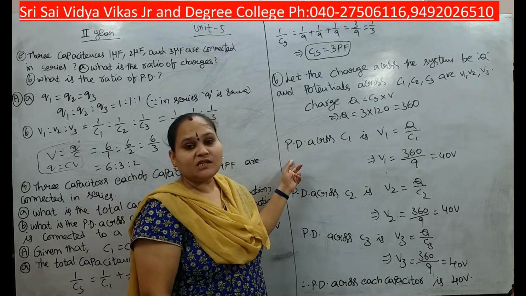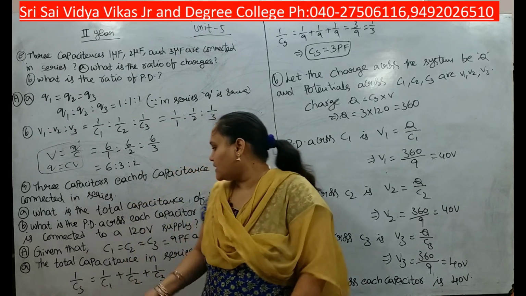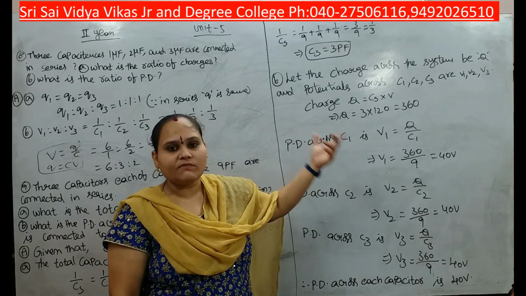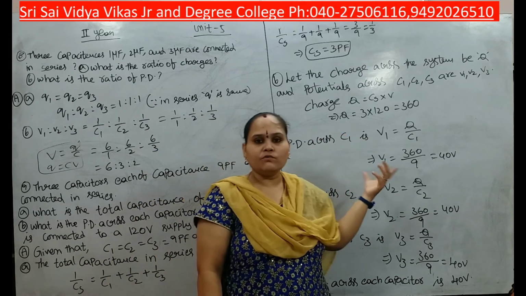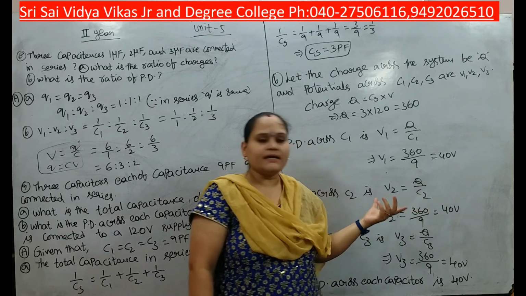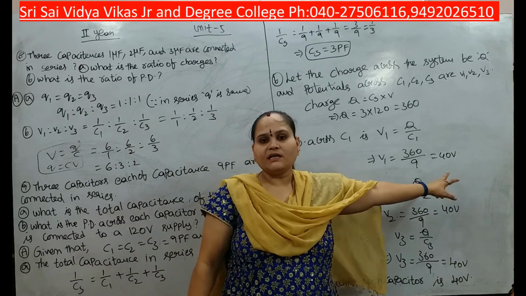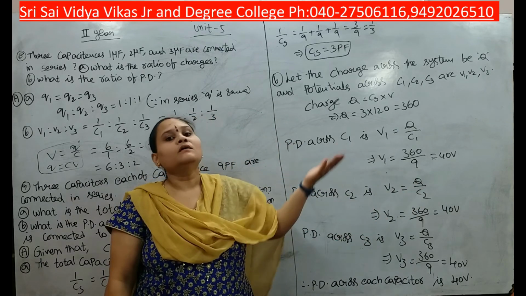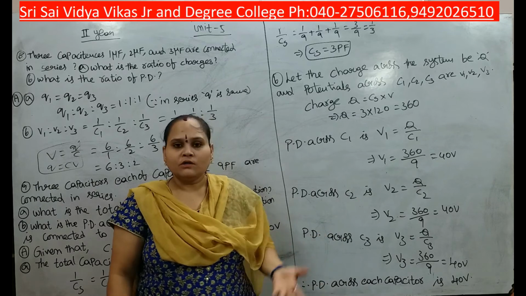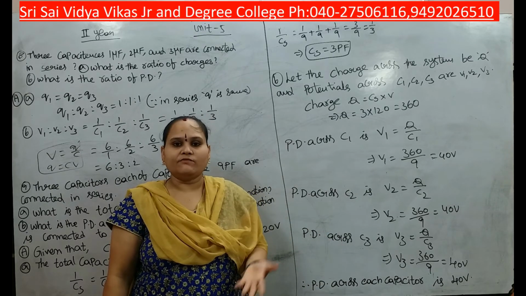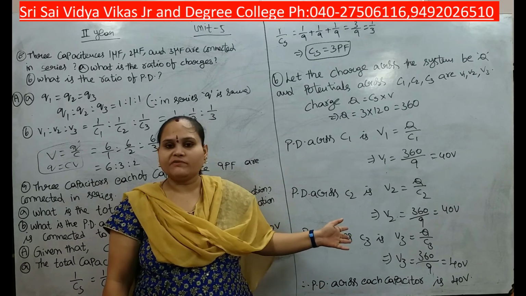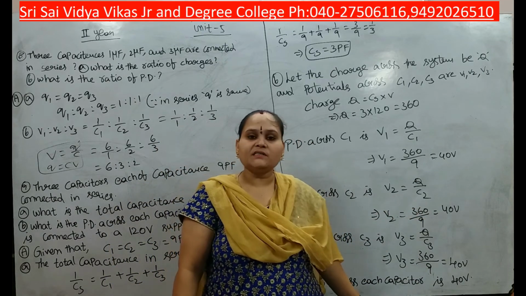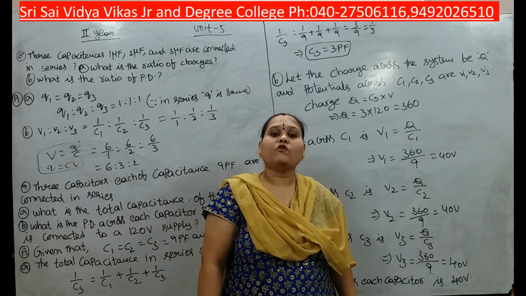Next, the potential difference. Now, calculate the potential difference across every capacitance. The potential difference across C1 is V1 equal to Q by C1. Q is 360, C1 is 9. So, 360 by 9 equal to 40 volts. Similarly, potential difference across C2 is V2 equal to Q by C2, 360 by 9, 40 volts. Similarly, the potential difference across C3 is also 40 volts.